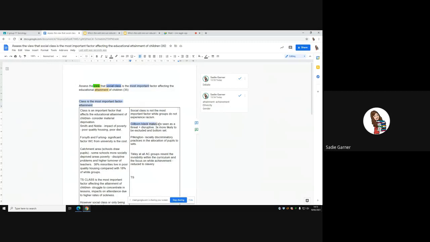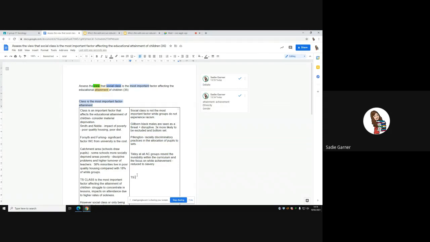So, Gilborn: black males are seen as a threat and disruptive. Pilkington: racially discriminatory practices. And Tilke et al. is going to replace Gilborn and Ball, because Gilborn and Ball are highlighting that being middle class is a shield, which would suggest that social class is more important because you've got a shield that is cultural capital. So these sociologists are showing us that social class is not the most important factor.